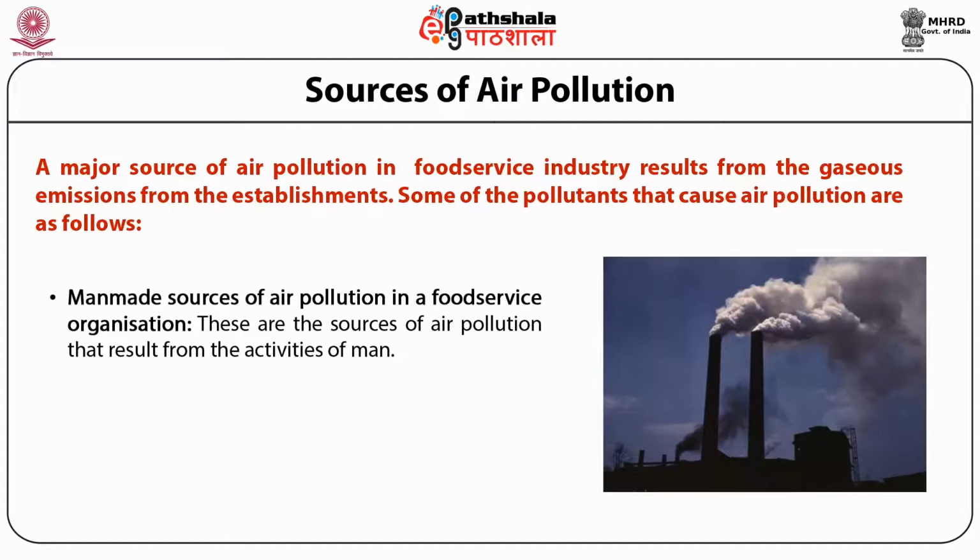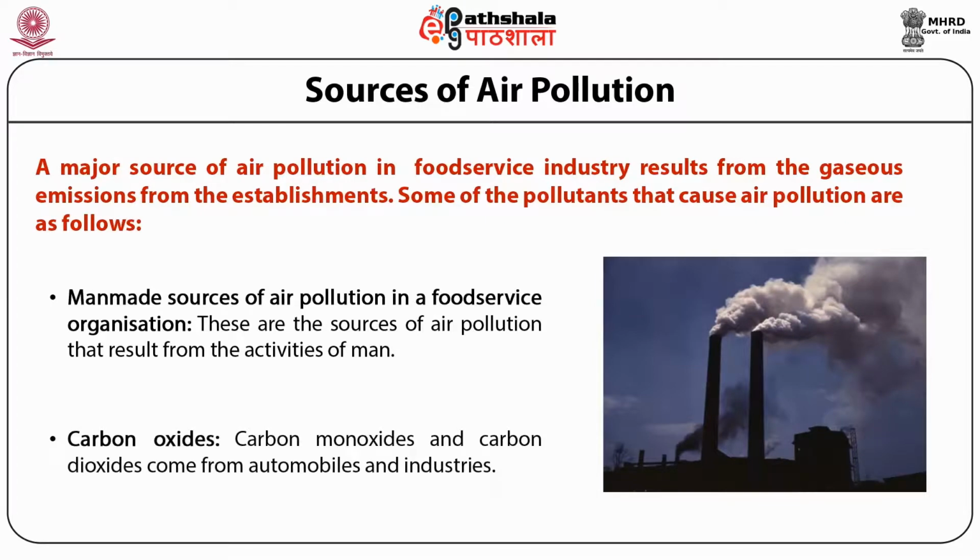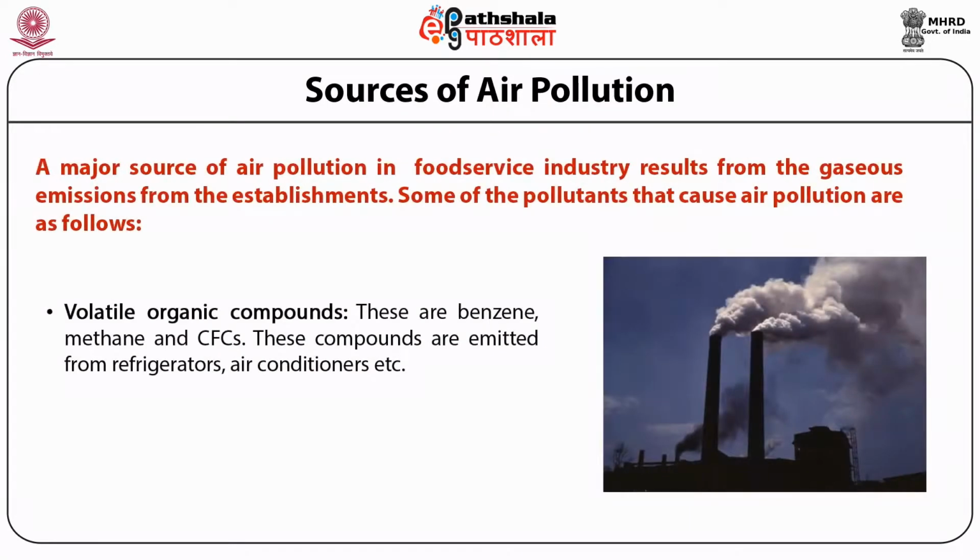And the gases which are emitted are carbon oxides and monoxides. These come from automobiles as well as, like I'm saying, from coal and wood burning. There are volatile organic compounds, which are benzene, methane, and CFCs. These are continuously emitted from refrigerators and air conditioners, which we commonly use in the food service industry. And the heat itself: when fuels are burned, they give rise to heat.